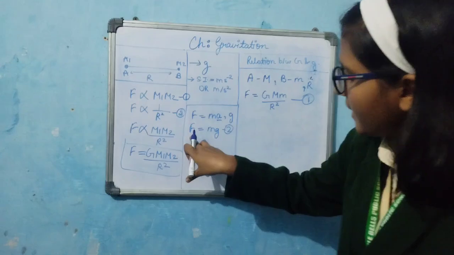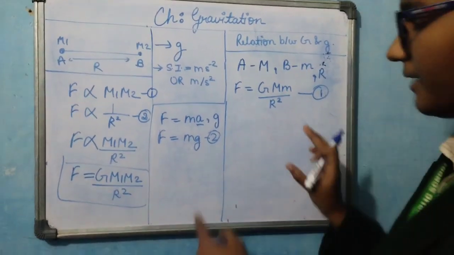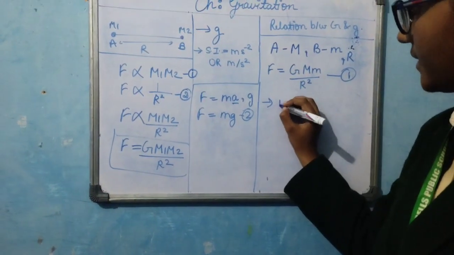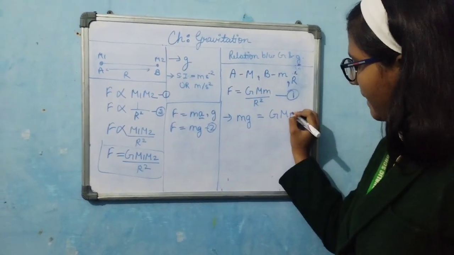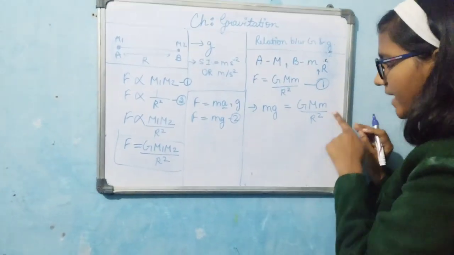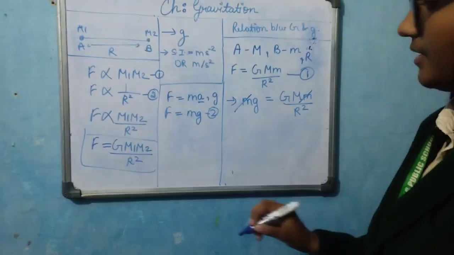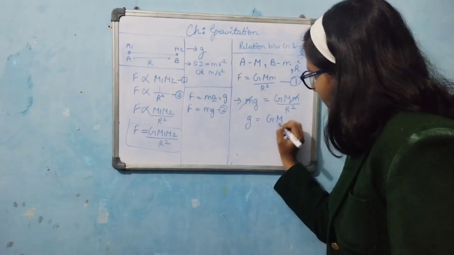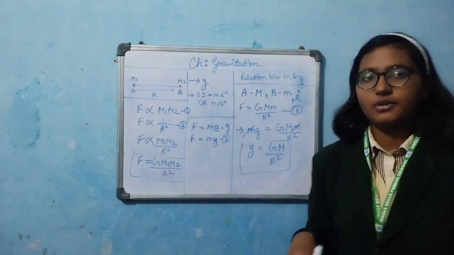Now we can see that F is equal to m into g and F is also equal to G M m by r square. So we can keep both equations equal to each other. Then m g is equal to G M m by r square. Here we can see that this small m and this small m cancel each other. So let's cancel them. Then small g is equal to capital G capital M by r square. So here is the formula for acceleration due to gravity.